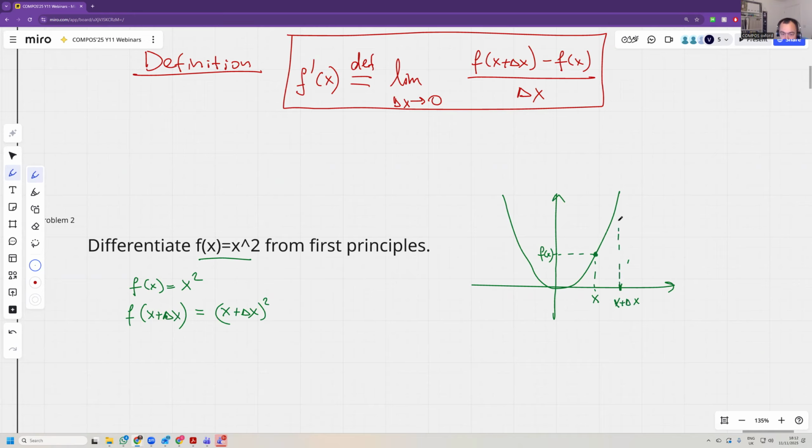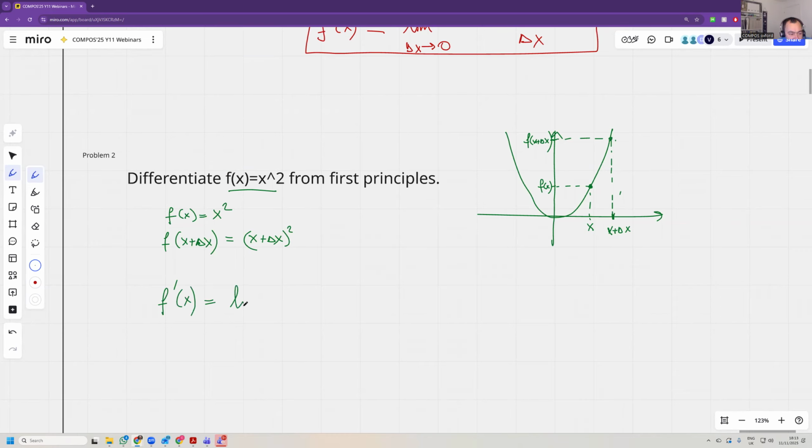The derivative f dash of x is the limit when delta x tends to 0, and we substitute f of x plus delta x, so x plus delta x squared. Sorry, what I meant is, if this is x, then this is x squared, of course. And this is x plus delta x, and this is, of course, x plus delta x squared.